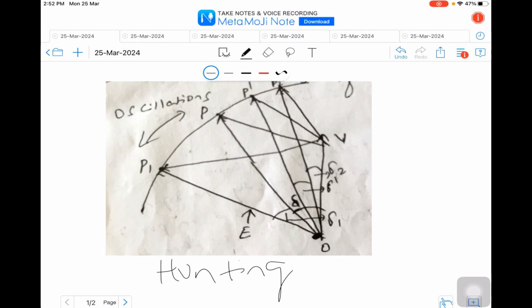Hello everyone. Today's topic is hunting and damping. Let us understand what hunting is and why the damper windings are used.